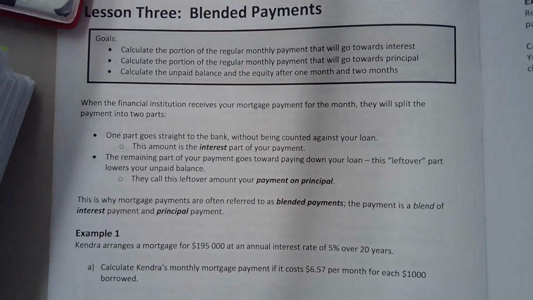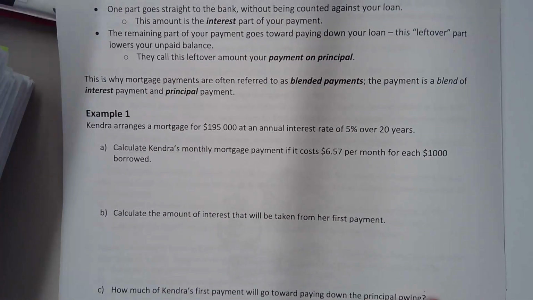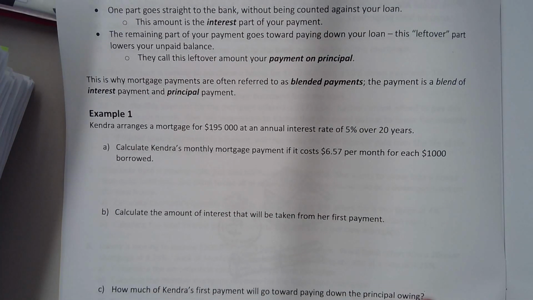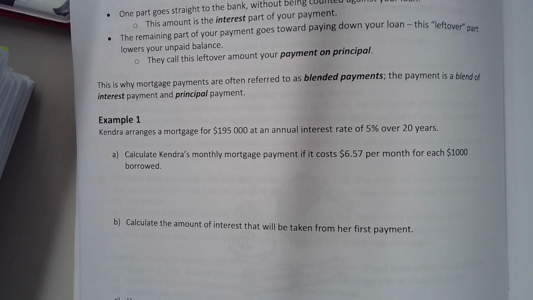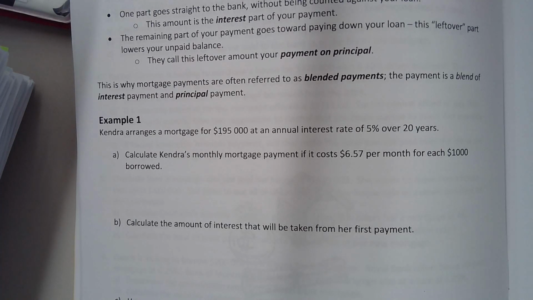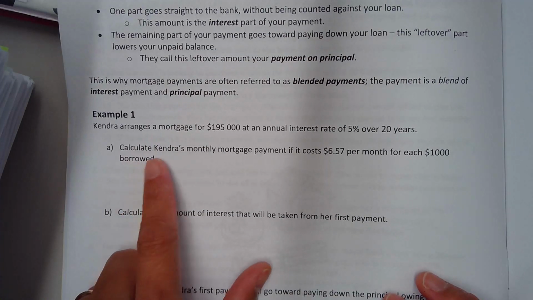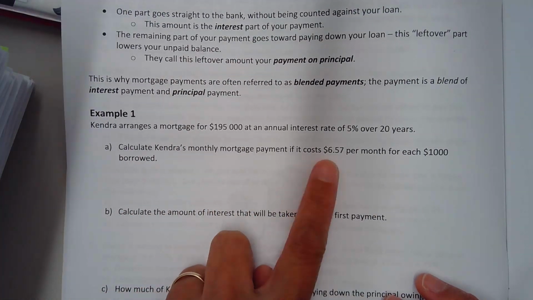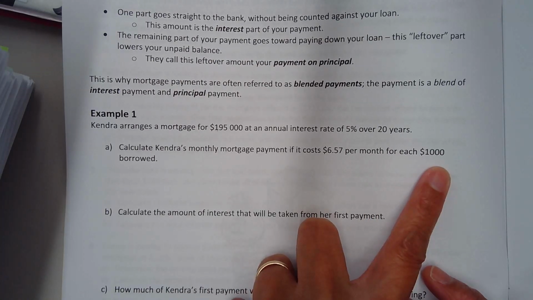So let's take a look at some examples. Example number 1. Kendra arranges a mortgage for $195,000 at an annual interest rate of 5% over 20 years. So the mortgage, the loan that this person has, is $195,000. Interest rate is 5% over 20 years. Now, calculate Kendra's monthly mortgage payment if it costs $6.57 per month for each $1,000 borrowed.